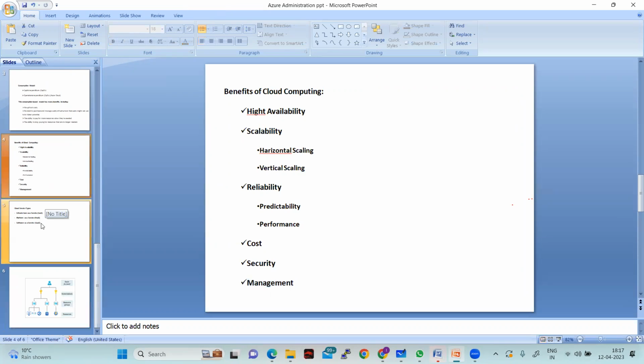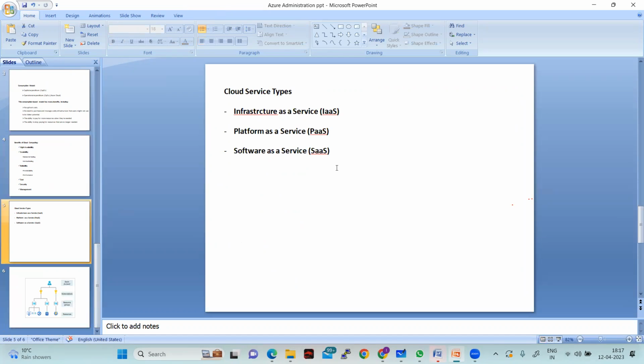And then if you look at the cloud service types, what exactly are the cloud service types? I was talking about infrastructure and so on, but what exactly is infrastructure as a service, what exactly is platform as a service, and what exactly is software as a service? The cloud will actually provide three kinds of services: infrastructure as a service, platform as a service, and software as a service.